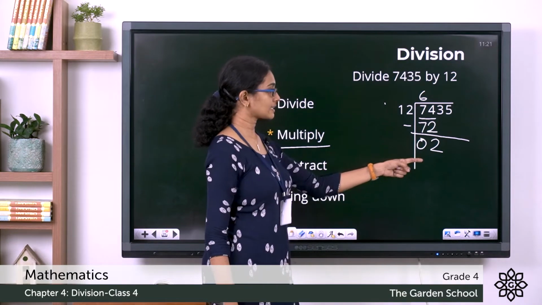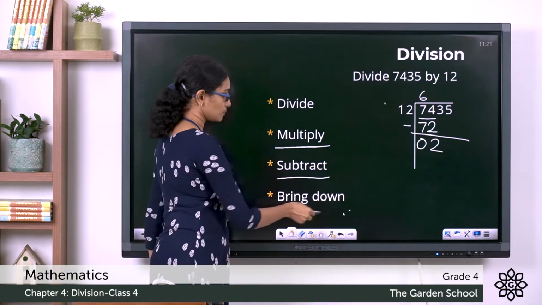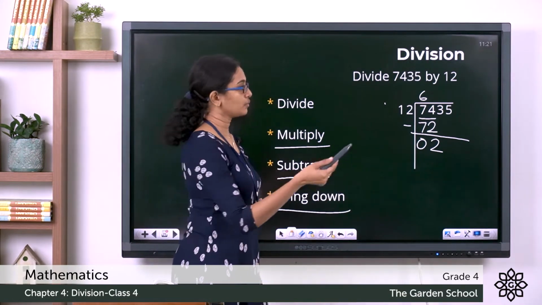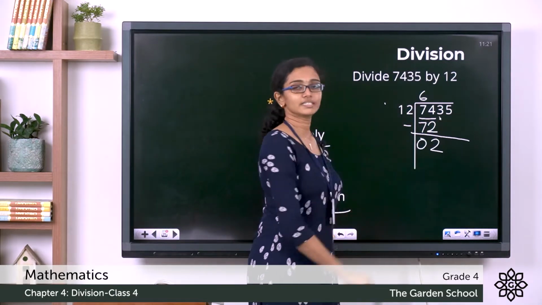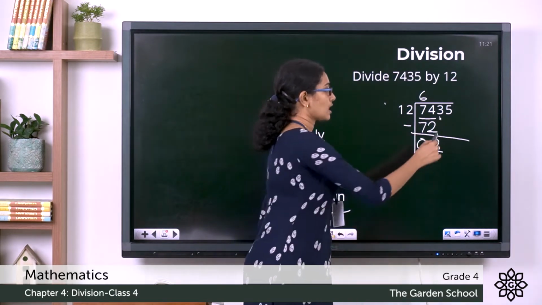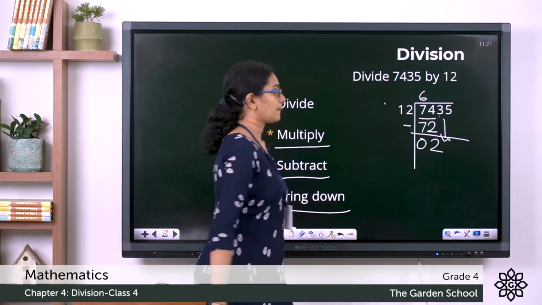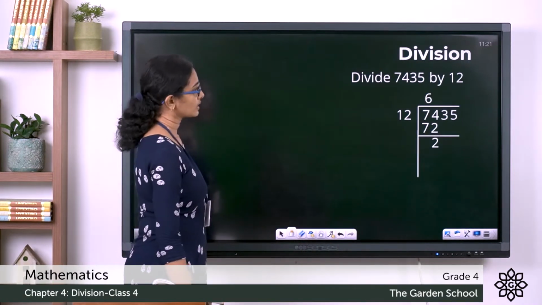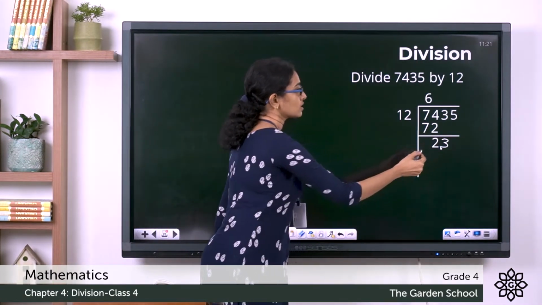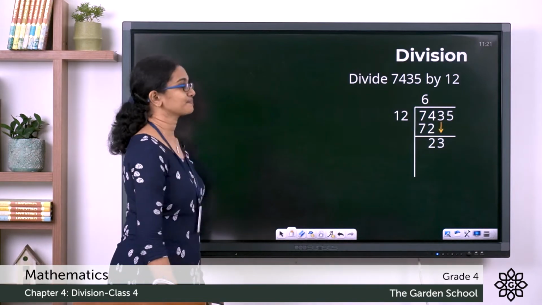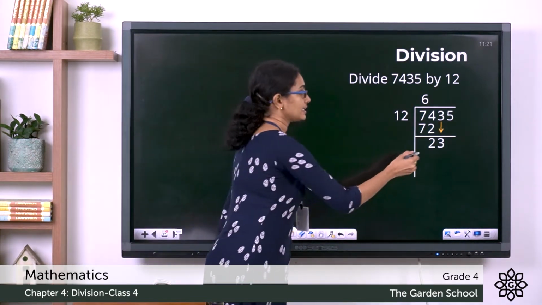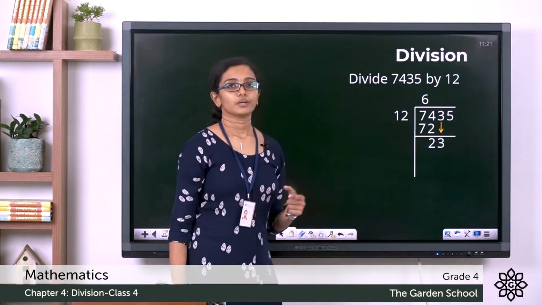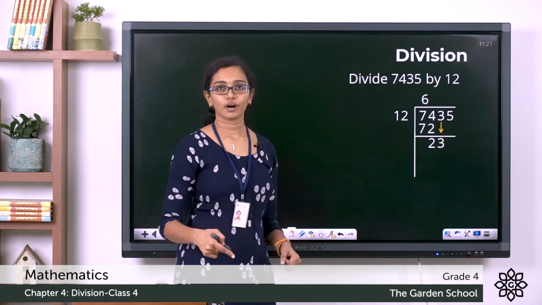Now, we have subtracted the numbers. The next step is to bring down the next digit. Which is the next digit? It is 3, right? So, let's bring down this 3 here. That gives us what? Bringing this 3 down gives you 23. Now, our dividend is this 23. Now, what is the next step? We are repeating the whole process.